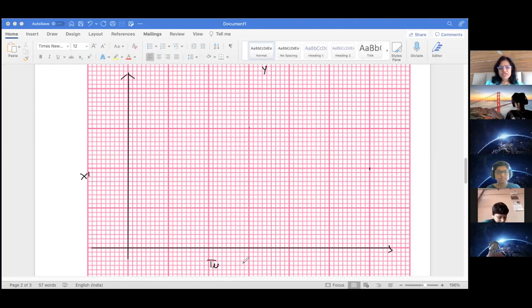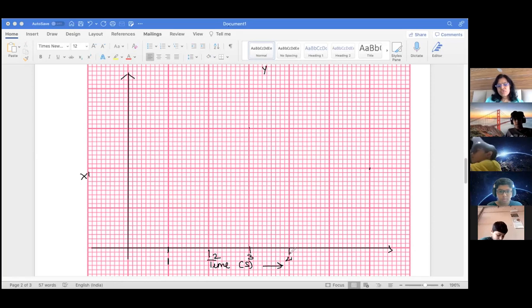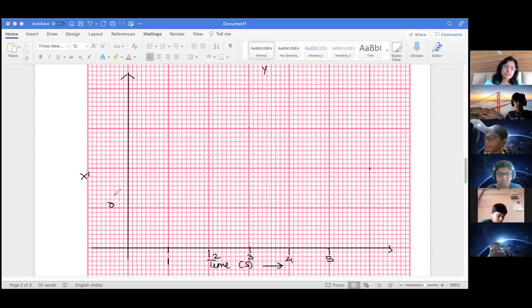Here we write time in seconds like this. See, not like this. Time in seconds. So here, according to the reading, I'll make the scale. Now I have seen 1, 2, 3, 4, 5 as the reading. So 1 second, 2 second, 3 second, 4 second, 5 second. Okay. And distance is over here. So distance in meters.